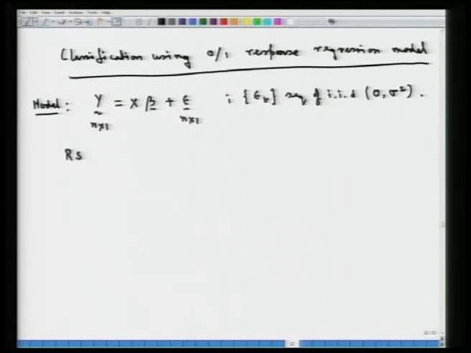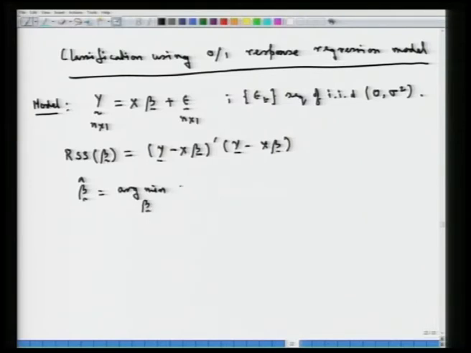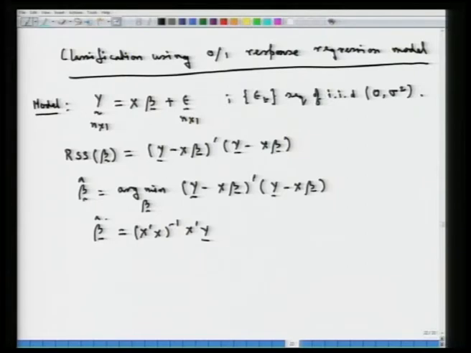Then we all know that the residual sum of squares with respect to this unknown regression vector beta is given by y minus x beta transpose y minus x beta. Then beta hat, the argument minimum with respect to beta of this residual sum of squares, is the one that minimizes this, and it is given by x transpose x inverse x transpose y. So we have beta hat equal to this.